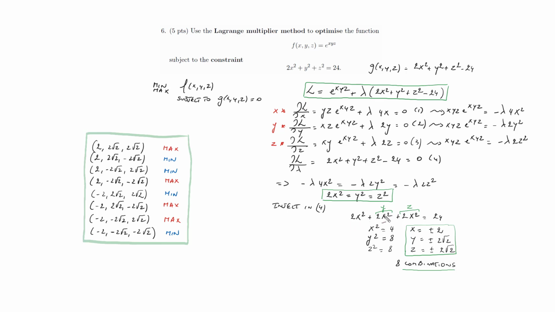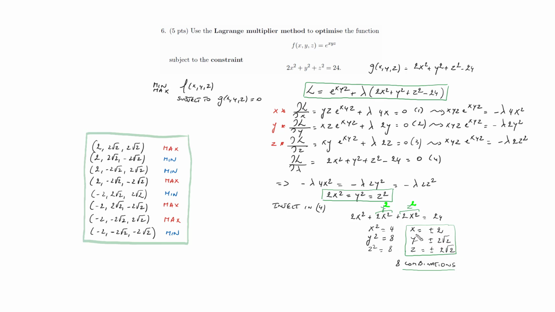So now you can inject this in this equation over here. You can see that this is y squared and z squared. This is correct. So we have 6 times x squared is 24, so x squared is 4, so we have x is equal to plus minus 2. y squared is 8, z squared is 8, and so we have y and z equal to plus minus 2 times square root of 2.